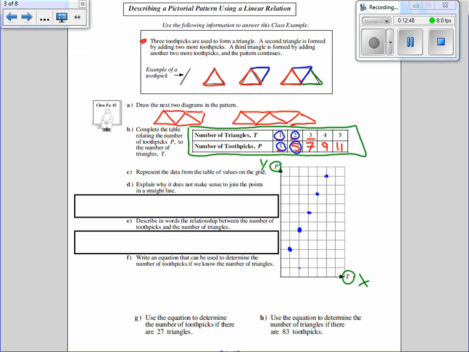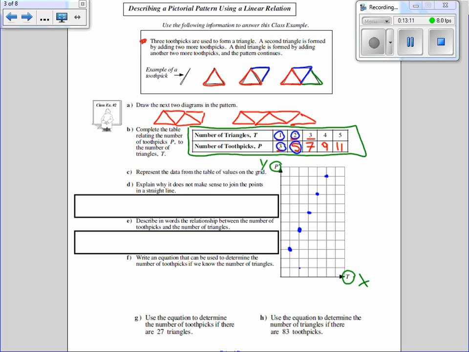Question D. Explain why it does not make sense to join the points in a straight line. So when you join points on a graph, it means something specific. If you were to join those points, it means anywhere on the line that you created, that would be a new triangle. And that really wouldn't make sense.